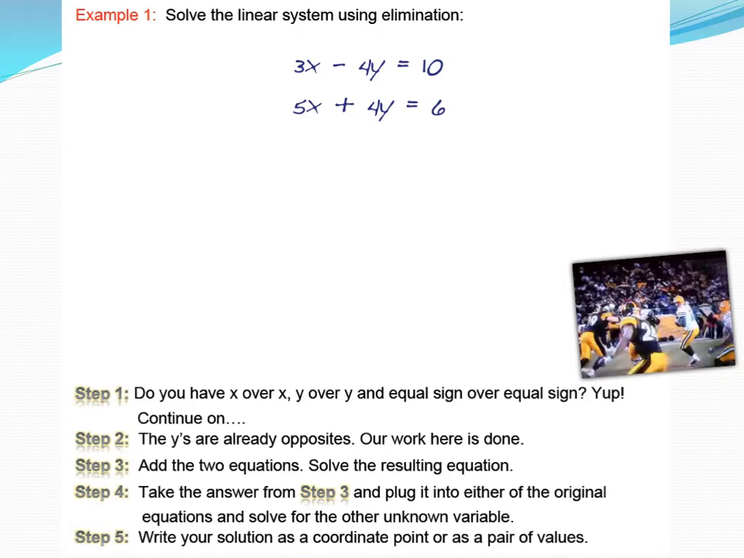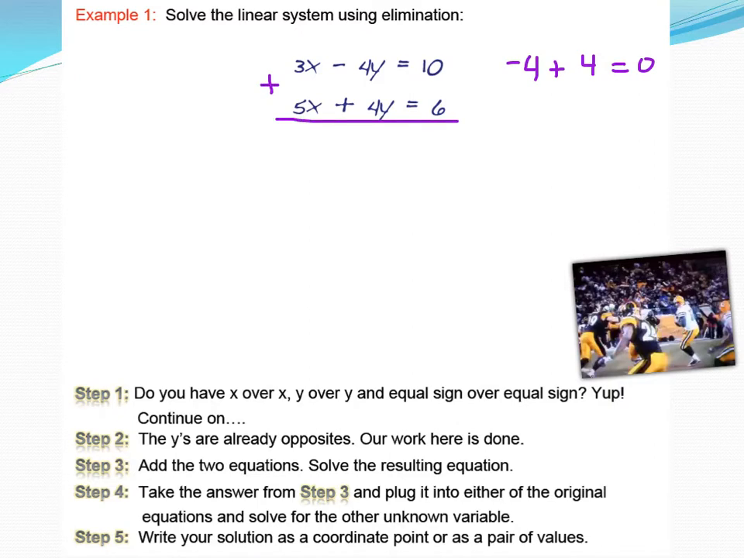Next step, to eliminate, we need to have opposites. So notice here I have negative 4y and positive 4y. So I have the same variable, but the numbers negative 4 and 4 are opposites, such that when I add them, I get 0. So I'm going to take these two equations and add them together. If you add opposites, they'll cancel out.